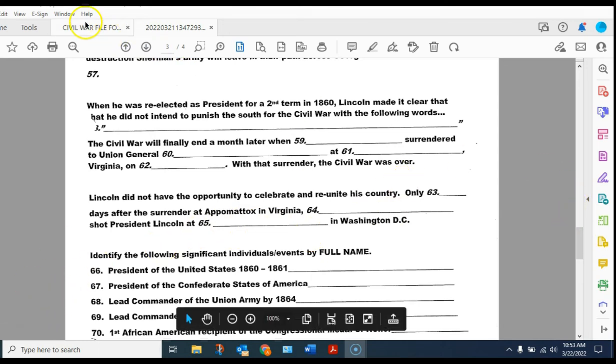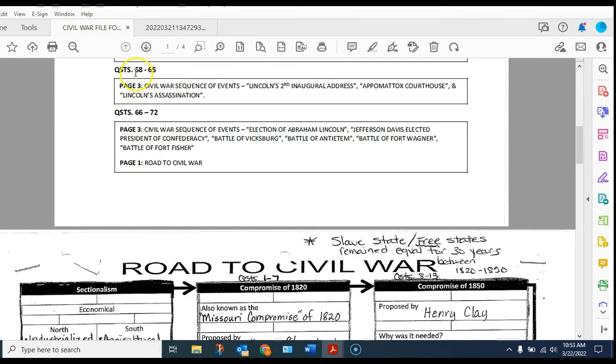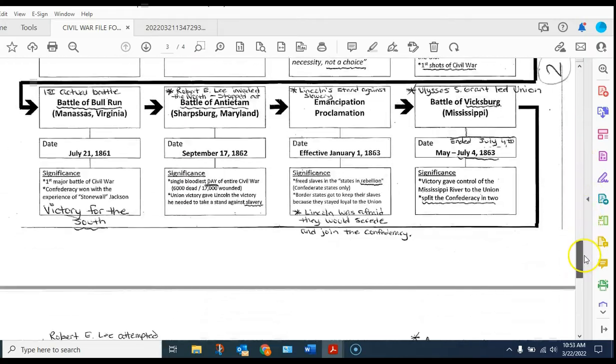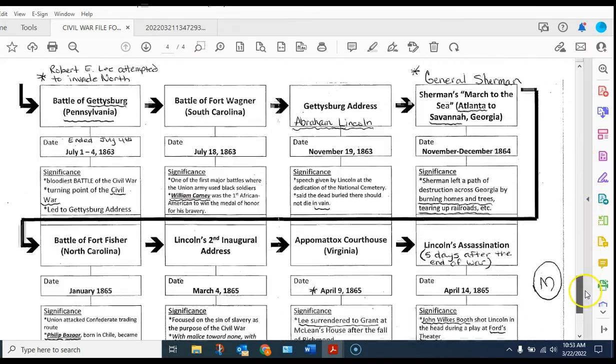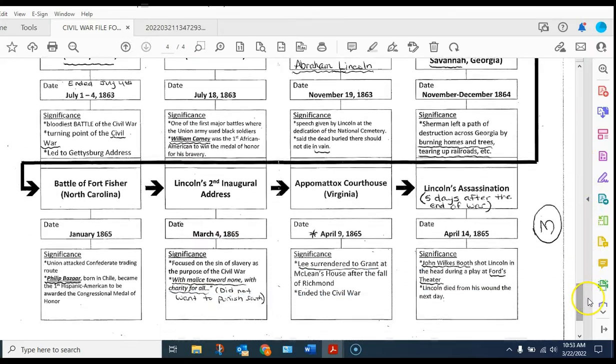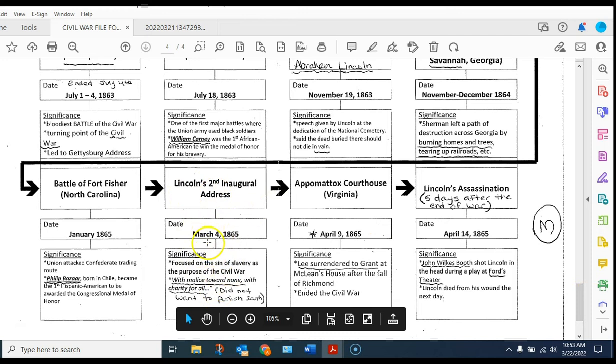So you're going to go now over here, and you're going to answer questions 58 through 65. So on page 3, you'll use Lincoln's second inaugural address, Appomattox Courthouse, and Lincoln's assassination. So scroll down or turn to the page. And there it is, Lincoln's second inaugural address section, Appomattox Courthouse, and the assassination section. And notice again, there's underlined items and additional words written in that will help you answer your questions.